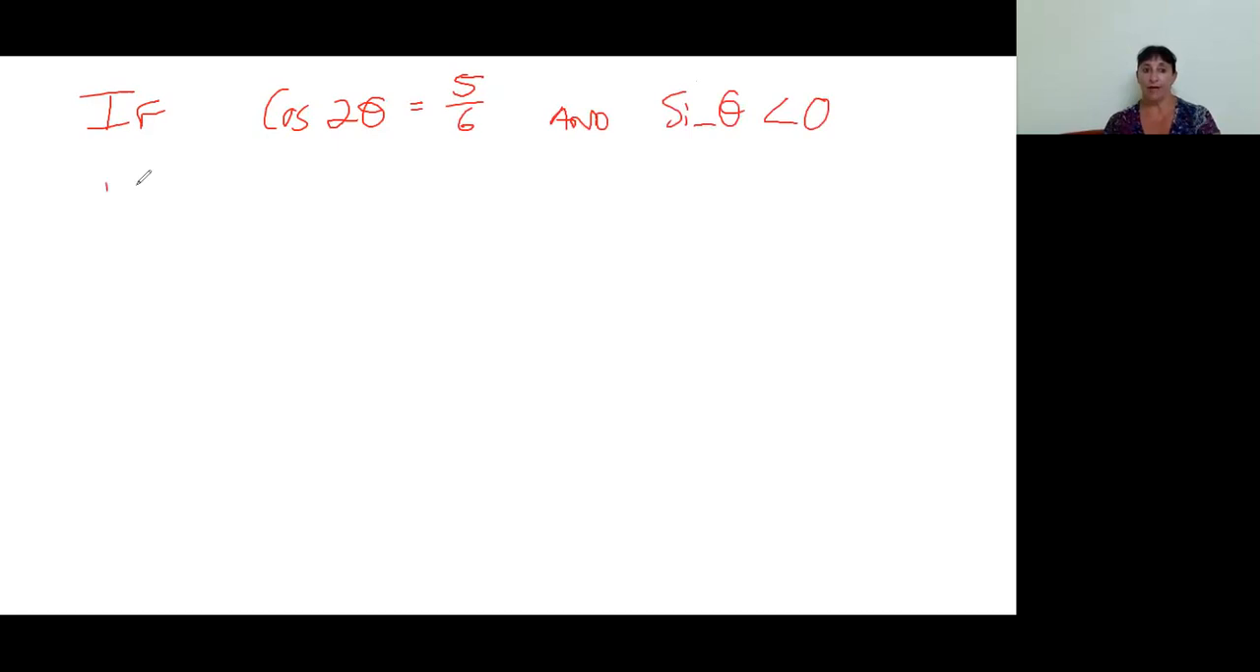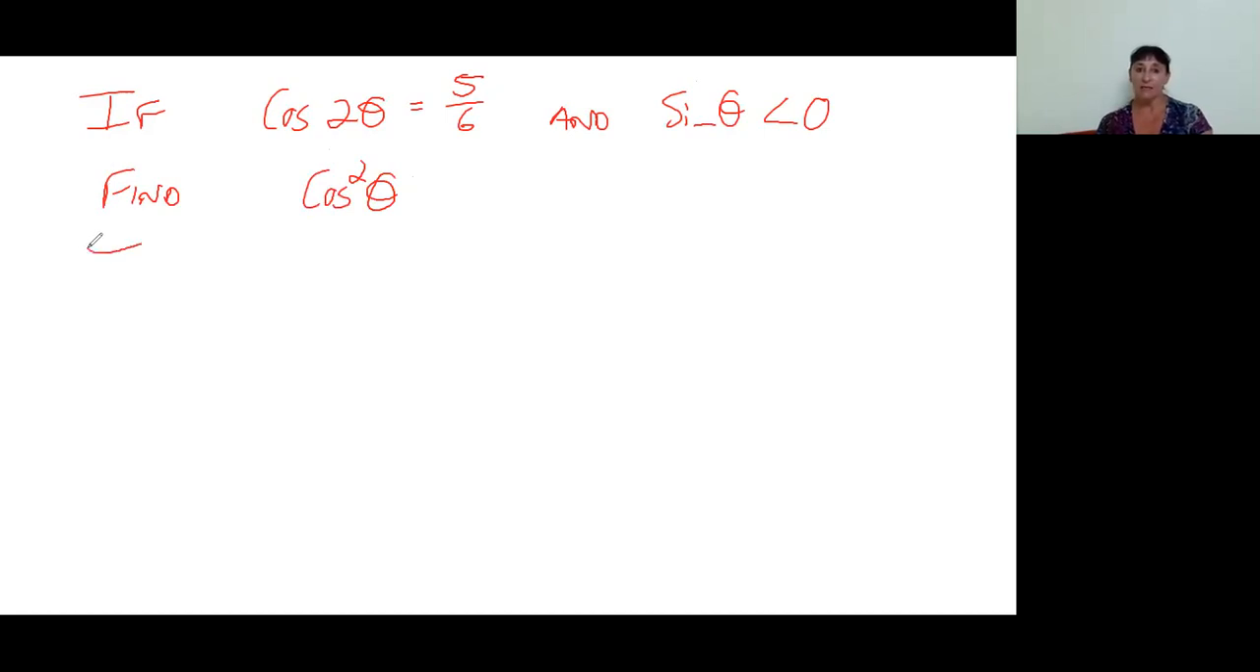Right, so the next one I want to do is a little bit different. I need to think about it carefully. If cos 2 theta is equal to, let's make it 5 over 6, and sine theta is less than 0, find cos squared theta.